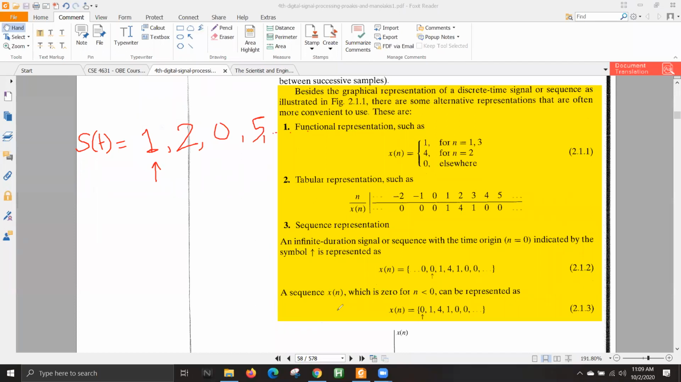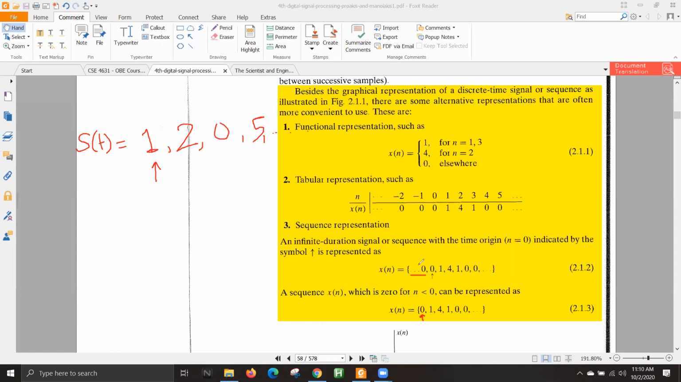Another thing is that for a sequence which is 0 for n less than 0, that means before the origin point, if the values are all 0 before that, then you do not have to write them. You do not have to mention any values before it. You can just start by putting the arrow symbol right at the first position, if there are no values before the first position.